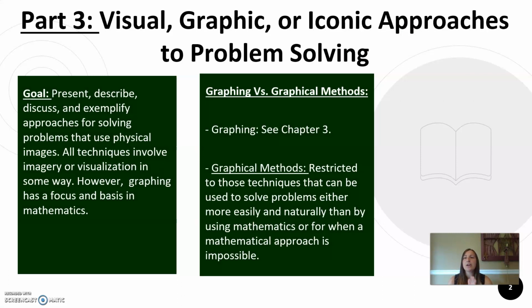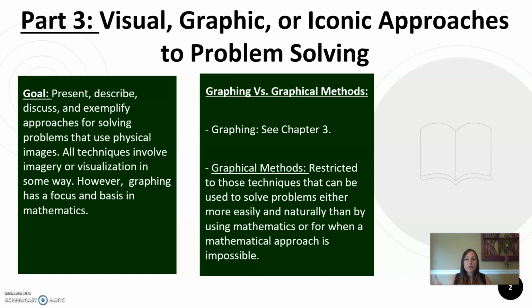So taking a look at really what part three of our book is looking at, it's going to be looking at the visual, graphic, and iconic approaches to problem solving. So the goal, if we see over here, of this specific chapter, and in part three, is really to present, describe, discuss, and exemplify approaches for problem solving that use physical images. So really, we're just trying to get that visual aid.